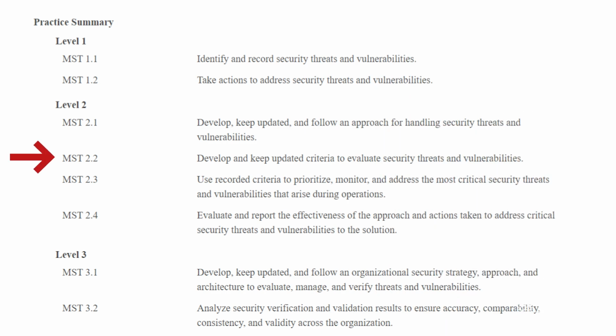MST 2.2 starts to look at how we evaluate security threats and introduces the concept of evaluation criteria to help us evaluate threats and vulnerabilities consistently. Criteria can help us categorize and understand different threat types, which will help us to develop efficient strategies to deal with them.